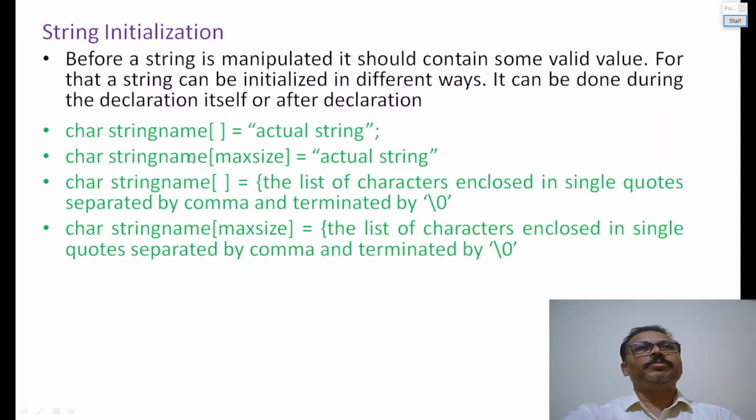So char string name, empty square brackets, equal to the actual string. That means the string value, say Chenna, or your own name, say Ramu. Whatever it be, it should be placed in double quotes. You can leave the square brackets empty, or otherwise you can specify the max size also. So both ways you can do. When you initialize like this, slash 0 is automatically added at the end.